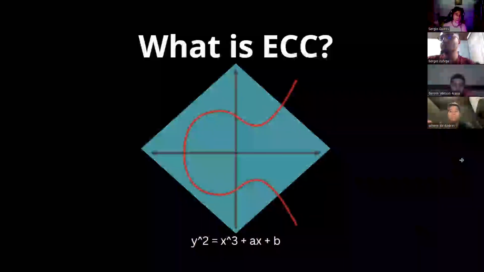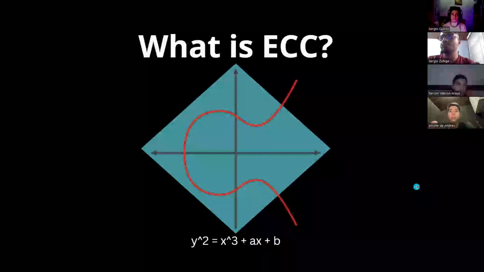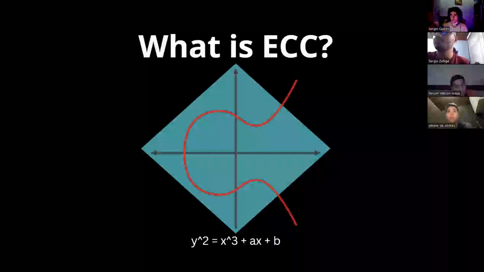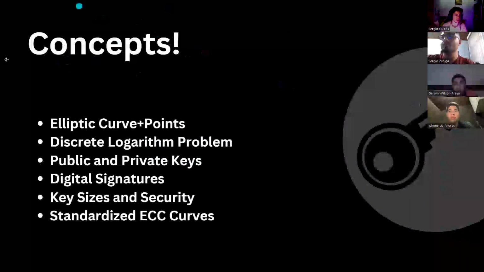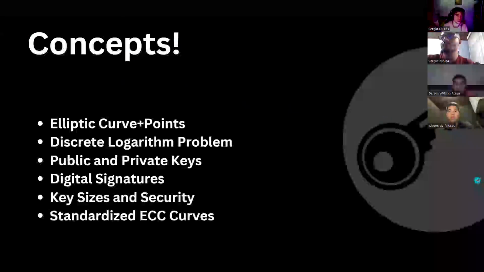To begin with, we would have to explain what ECC, or elliptic curve cryptography, is. Well, it is a branch of public key cryptography that uses the mathematics of elliptic curves to provide secure communication and data encryption. It also offers some advantages over other forms of cryptography that we will go over in the next slides. It also includes smaller key sizes and faster computations with a high level of security. Then we also have some important concepts that we are going to go over.